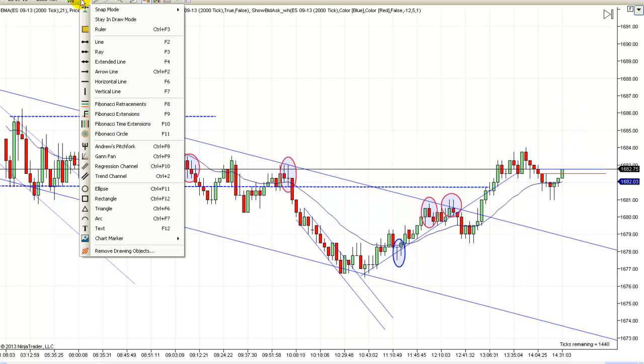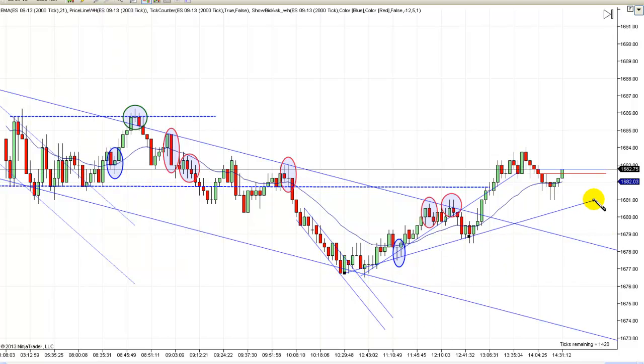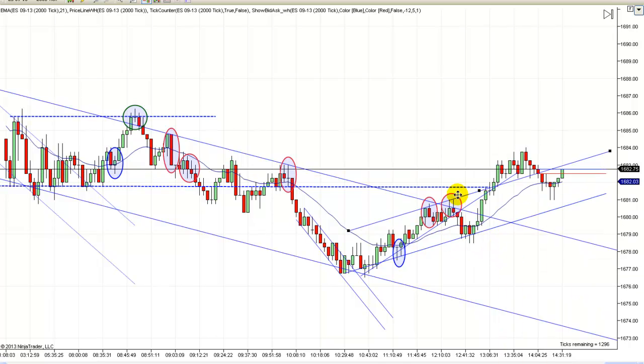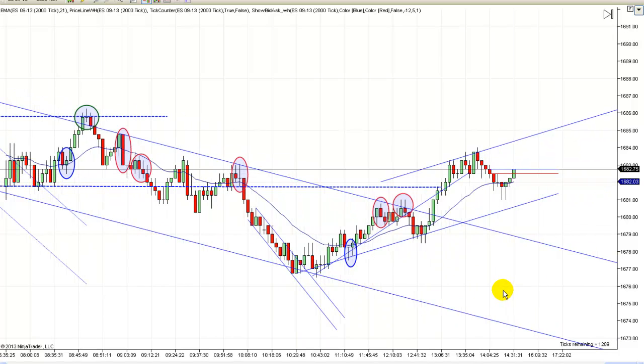And there might even be a bigger channel here, like so. Let's just see, it fits pretty good across the bottom. I'm not really liking the way it fits across the top too well, unless it's going to be pretty wide like that. That's a possibility.